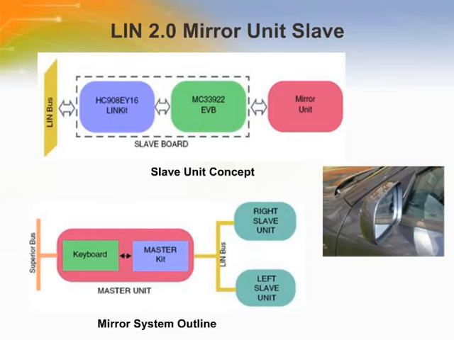This page shows the mirror system concept. The LIN master unit controls both the left and right slave units via the LIN bus according to the commands on the superior bus, for example the CAN bus, or to the signals from the keyboard. Each slave unit controls a dedicated mirror unit and reports back its state to the master unit via the LIN bus. The slave unit is capable of controlling a mirror unit according to the master commands and reporting its current status back to the master.